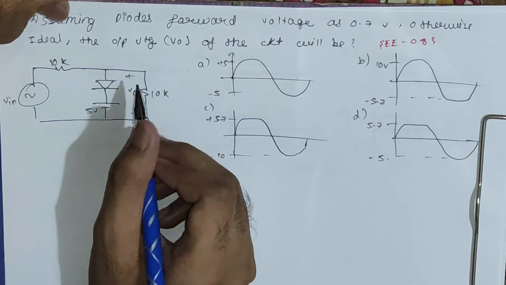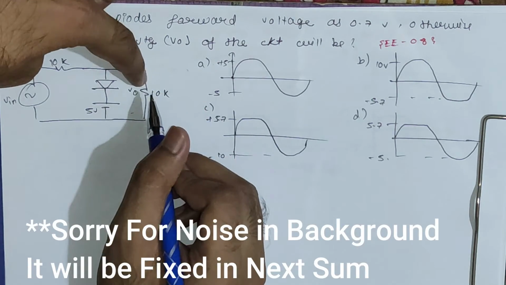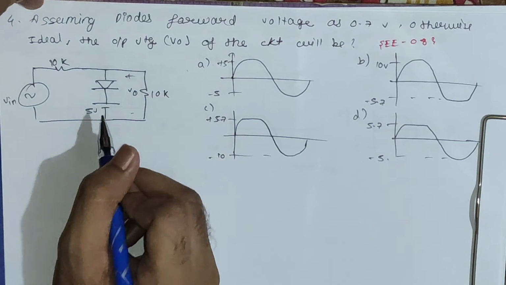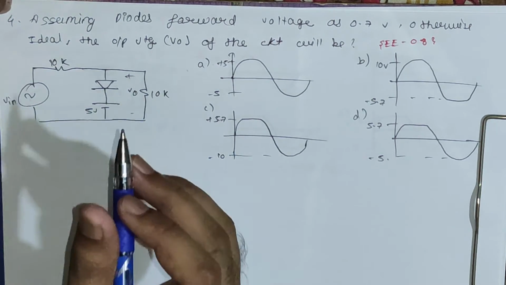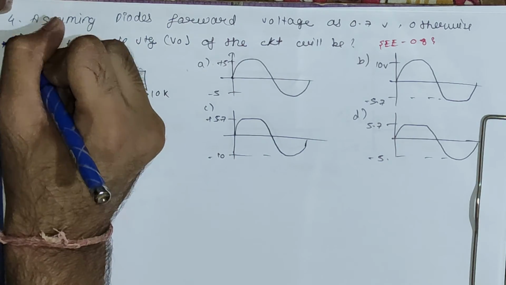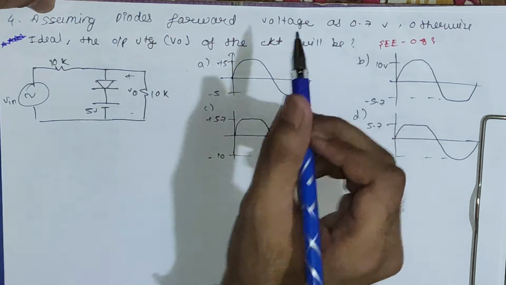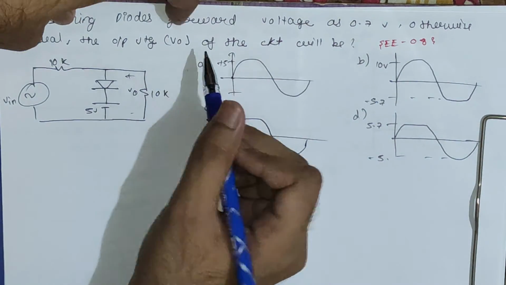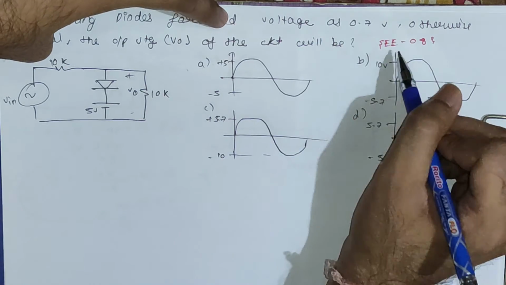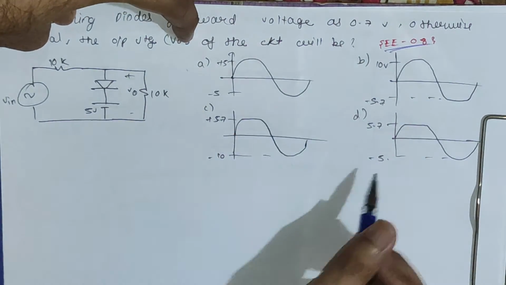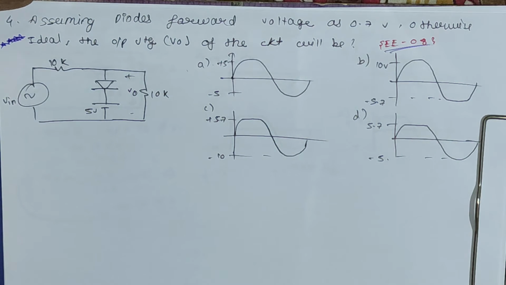So till now we have seen the sum where we were not having this load resistance. We have seen the sum where we were having the resistance in one of the branches. Now we are going to increase the level of the sum. This is a 4-star sum, and the sum is assuming the diode's forward voltage as 0.7 volt, otherwise ideal. The output voltage VO of the circuit will be: this is the sum from EE 2008. This is the circuit and this is the output waveform that we have to find out.